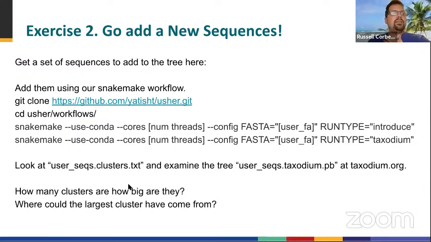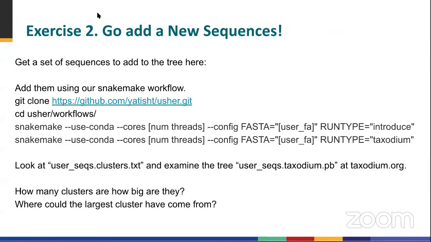So give it a shot, see if you can answer this question, which is how many clusters do you have in your data? And I'll give you a hint. It's the number of lines in this file, minus 1. And then where could the largest cluster have come from? So if you examine your tree and you look for the largest cluster, where do you think it might have come from? Okay. Cool. A small question, is it Windows compatible?